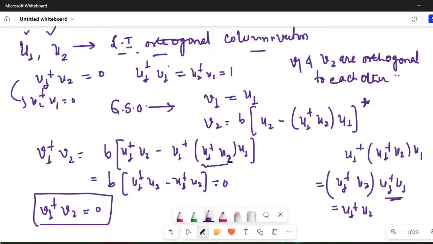Is that clear or not clear? Please let me know if there is any problem. Otherwise, I'll help you with some example also, so that you are able to understand.